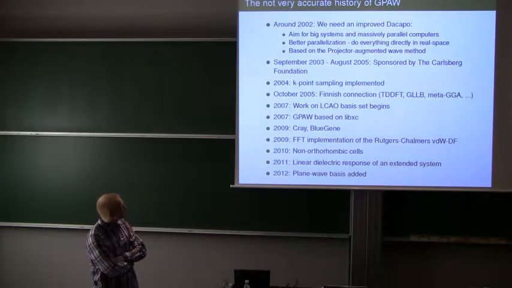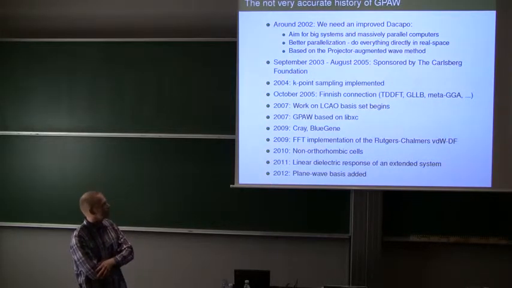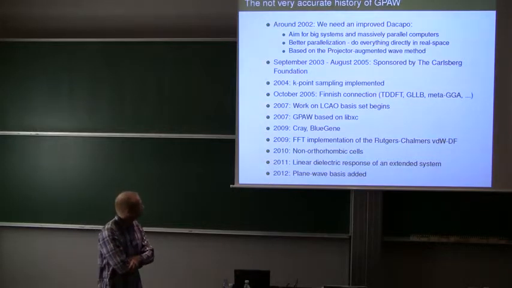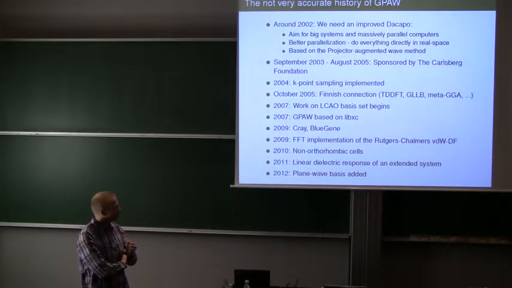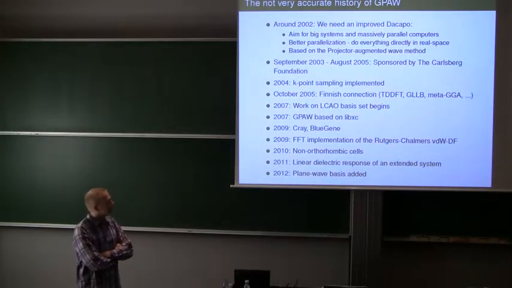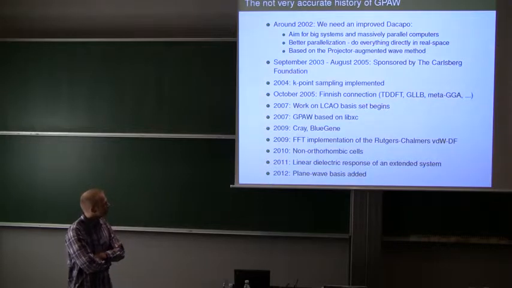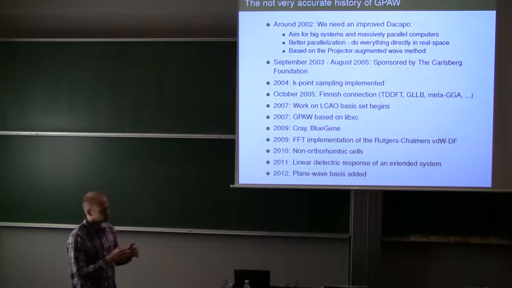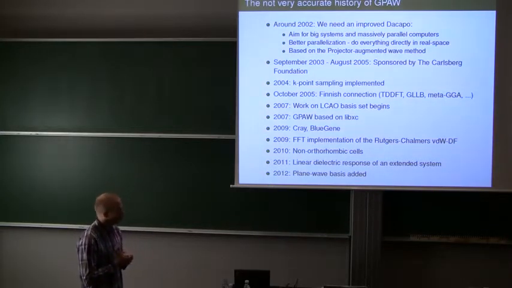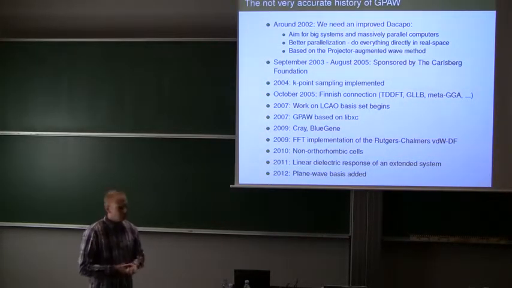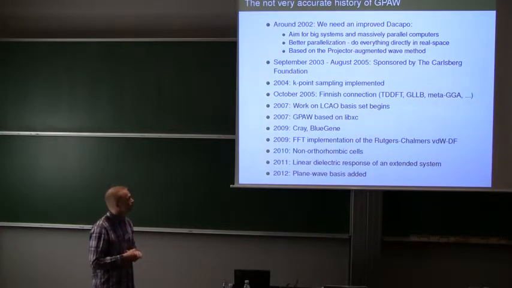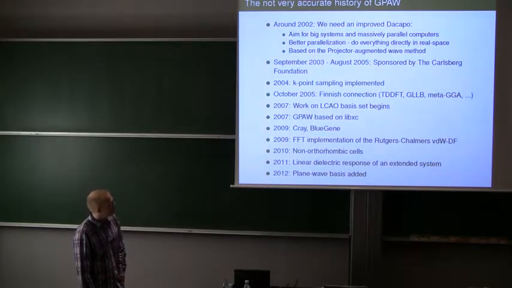We had to add k-points in 2004. This was not really something we thought we would need. Then in 2005, we had the Finnish connection. CSC was in charge of some universities that wanted to work on GPAW, and this was also a very large step forward. And in 2007, we added something new. Until then, we were doing finite difference only, and then we started doing basis sets, atomic-centered basis functions. This was also a major rewrite of all the code, but it turns out to be a good thing in the end. And we also started using libxc at that time, and it was only in 2009 that we actually started doing very, very big systems on these supercomputers.